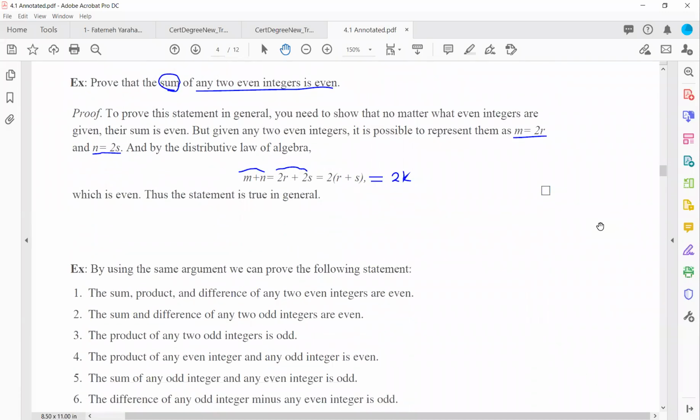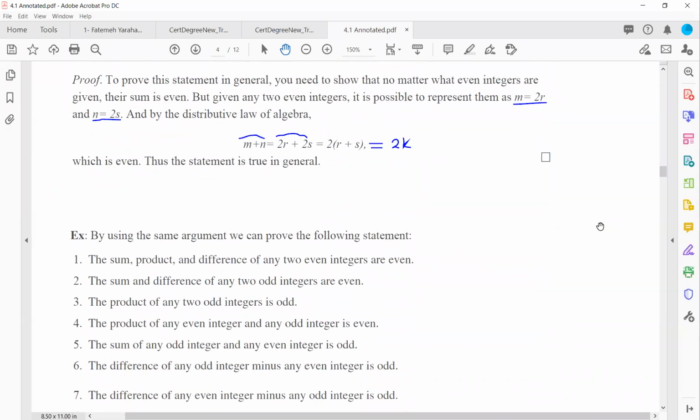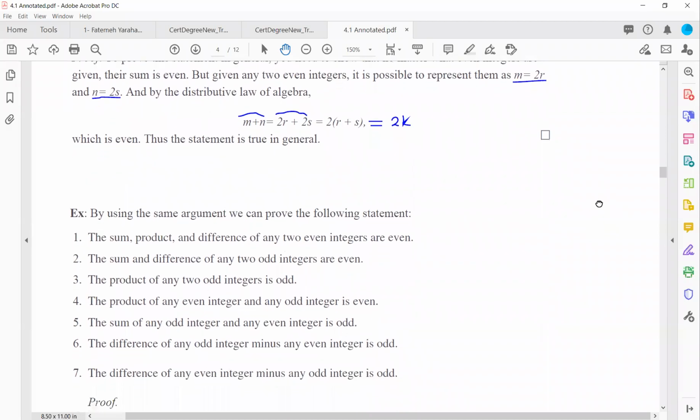Next example. We can use the direct definition and prove the following statements. The sum of any two even integers is even. The product of any two even integers is even. If you subtract two even integers, the outcome is also even. The sum of any two odd integers is even.